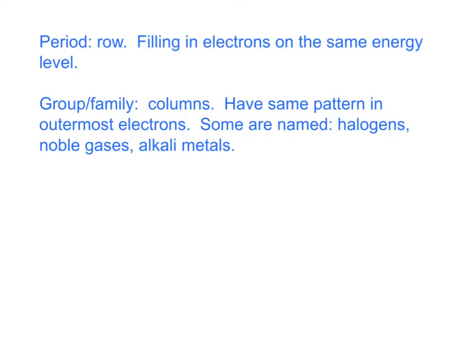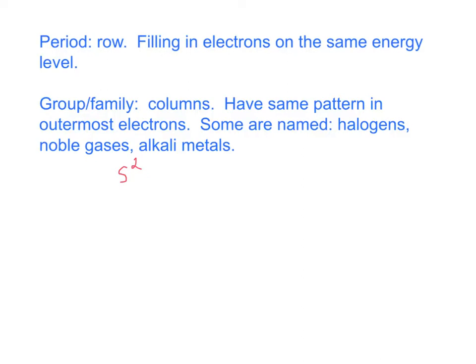And the second definition is a group or family. These are your columns. And they have the same pattern in outermost electrons. Some are named halogens, noble gases, and alkali metals. A good way to understand what we mean by the same pattern in outermost electrons: if you remember back to the ground state electron configurations, they would all end in the same outermost electron configuration. So they all end in s2. And certainly every single thing in that column has an s2 that makes them a group or a family. We'd be talking in that case actually about beryllium, magnesium, calcium, strontium, barium, and radium.